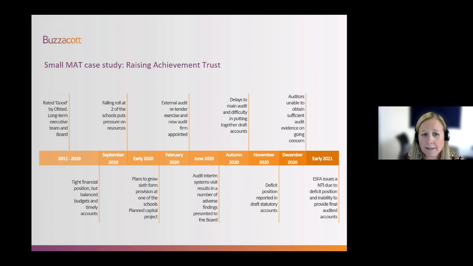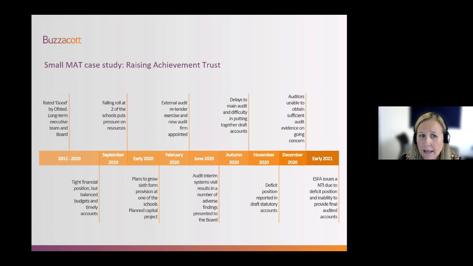The main audit fieldwork then did eventually start. There were still some delays, and the finance team did struggle to pull the relevant information together. Eventually the auditors reported that they were unable to obtain sufficient evidence to support the trust's assessment of going concern and ongoing financial viability. They also flagged in their report the regularity concerns around the conflicts of interest and value for money points that were noted earlier.